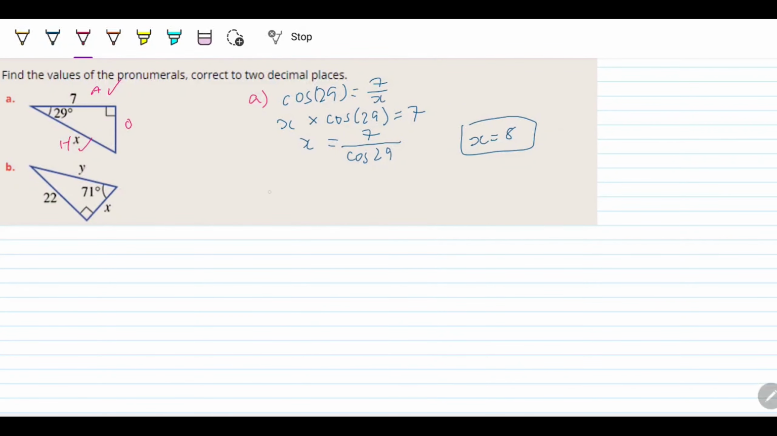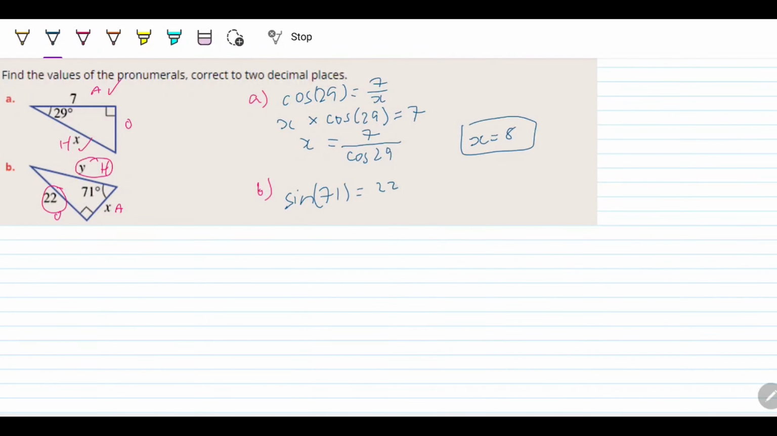Let's look at B. So with this one, let's label it. We've got the hypotenuse, we've got the adjacent, and we've got the opposite. With this question, we actually have 2 pronumerals. So we've got y and we've also got x. So let's work it with h and o first. So in this case, we're going to use sine. So it's going to be sine 71 degrees equals o over h.